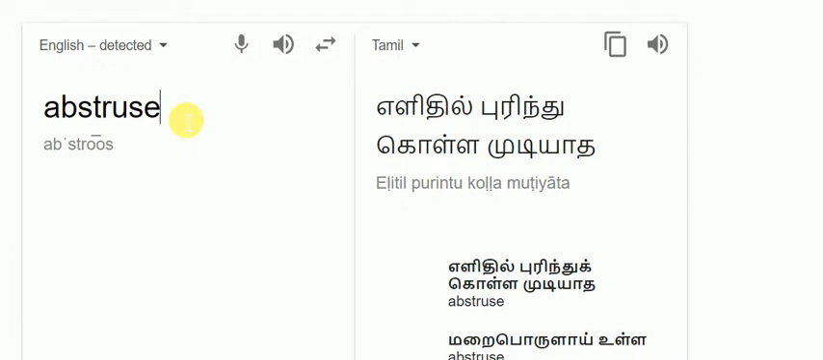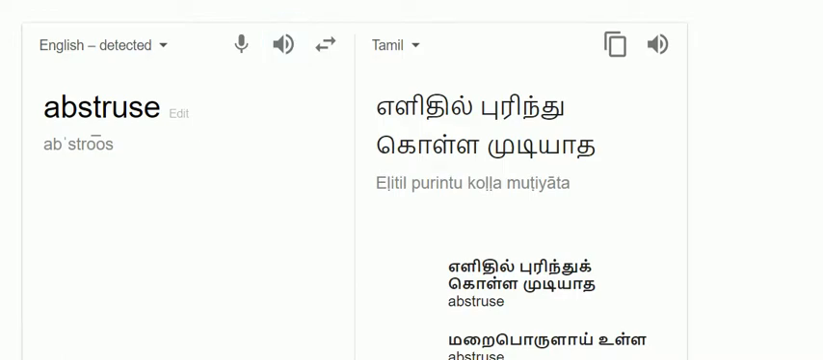In Tamil we can say எளிதில் புரிந்து கொள்ள முடியாத. So when something is not easy to understand, it's difficult to understand, that time we can use abstruse.